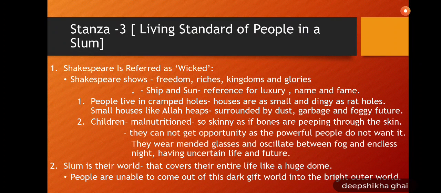The children of slum are malnourished. They are so skinny and so thin that the poet has compared their appearance as bones peeping through the skin. The skin was so thin and so transparent that even their entire skeleton system, their bones, were easily visible. This shows that they were malnourished. They did not get a good amount of food.